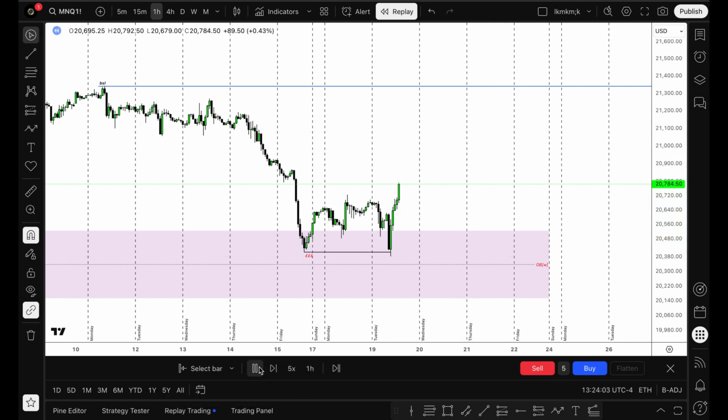So just let that run out. So yeah, we have a market structure shift.